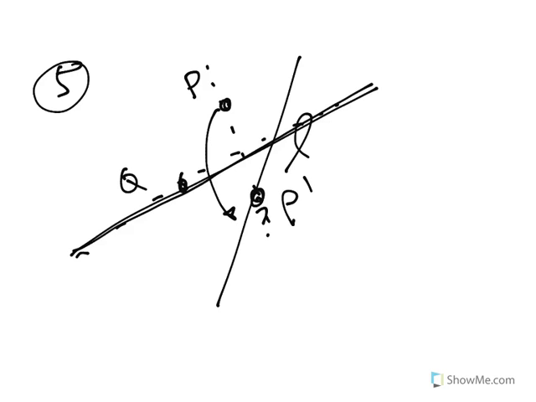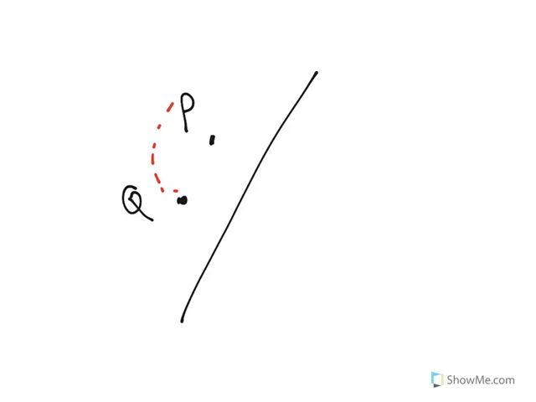I want to say a little more about axiom 5. Here's the 2 points. Here's the line. And a trick for locating where to fold P would be to imagine a circle that's centered at Q that goes through point P.